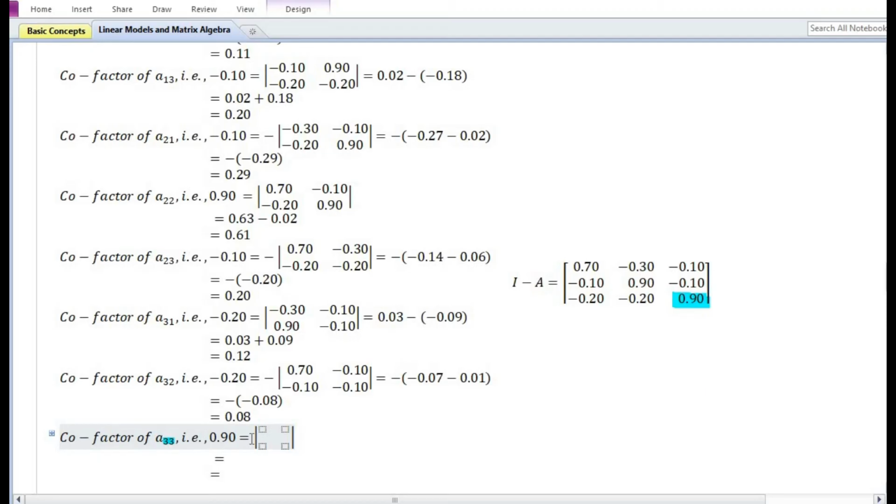3 plus 3 equals 6. 6 is an even number, so we have a positive sign. Deleting the row and the column, we have 0.70, minus 0.30, minus 0.10, 0.90. 0.70 times 0.90 equals 0.63. Minus times minus equals plus.